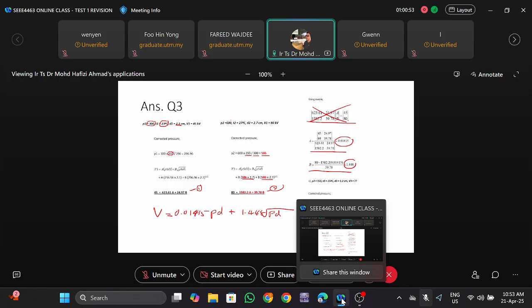But now the next question given to you: the pressure is 150, the temperature is 25 degrees C, the gap distance D is 1.2 centimeters, and you need to calculate the breakdown voltage. You know D, 1.2 centimeters. You know the pressure, but you must correct it first. 150 multiplied by 293 divided by 295, because this 295 is 273 plus 25 degrees, the measured temperature. And 293 is 273 plus 20 degrees, the corrected temperature.